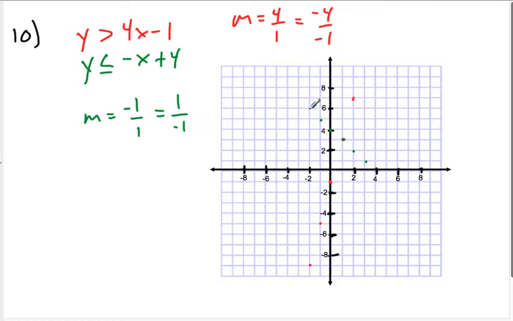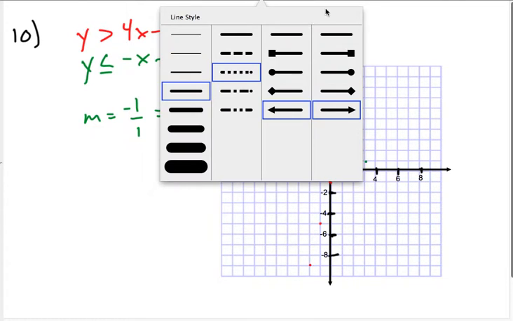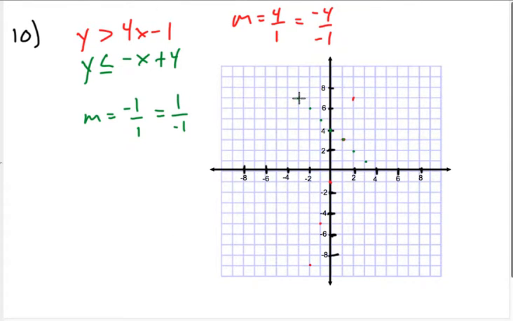Now that we're dealing with inequalities, we have to think of two extra things. First of all, is the line solid or dotted? If there's an equal sign here, that's going to be solid. So let me get my line maker here. So I've got solid, got some arrows, great. Alright, so green is solid, something like that, and then the red one is dotted because there's no equal sign.